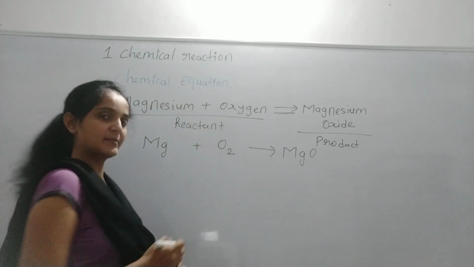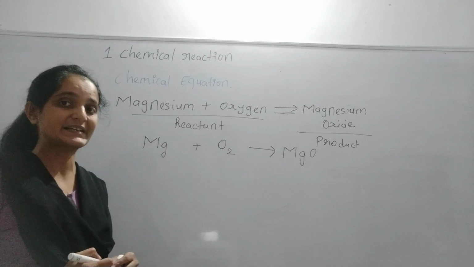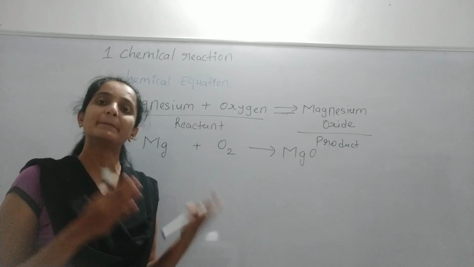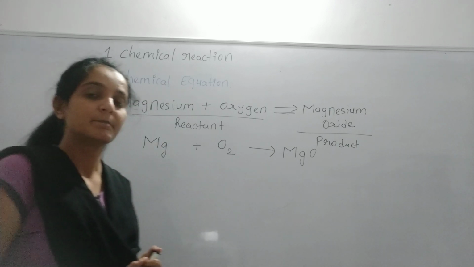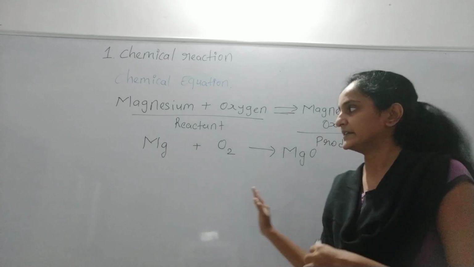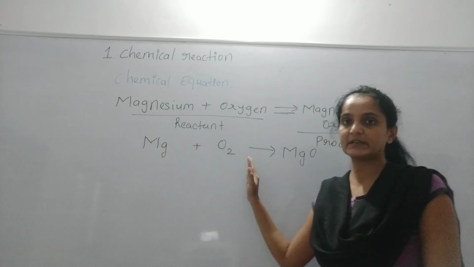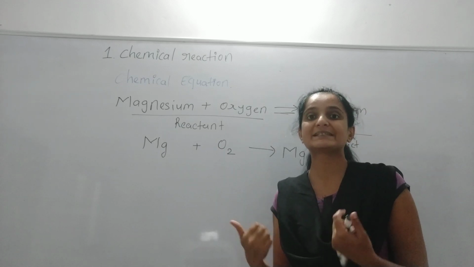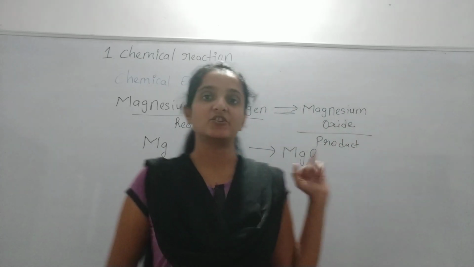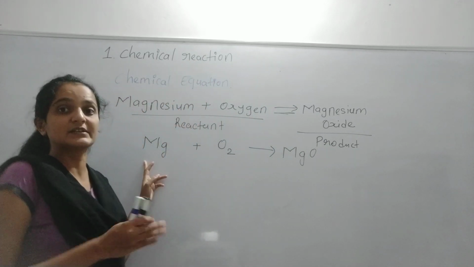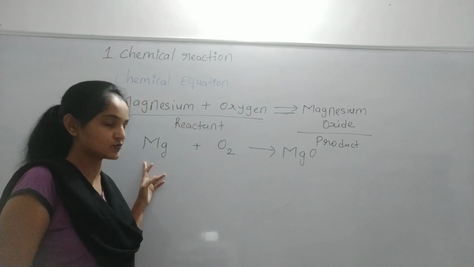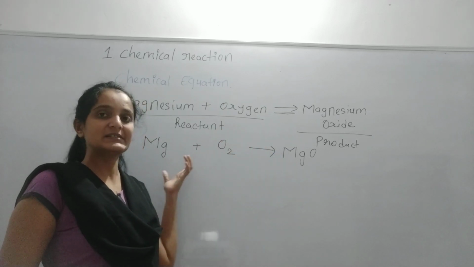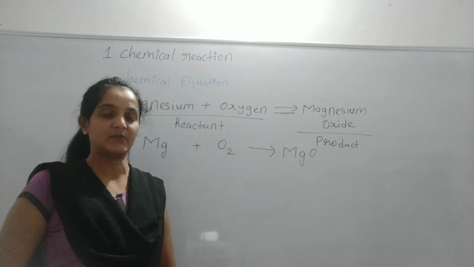Now, is it a correct chemical equation? Yes, it is correct, but it is not a complete chemical equation. Why? Because by seeing this reaction, you get to know about the reactants and product, but you are not getting to know about their state. Whether the magnesium is in a solid form, liquid form or gaseous form. Same way oxygen, same way magnesium oxide, right? So still, it cannot be considered a complete chemical equation.